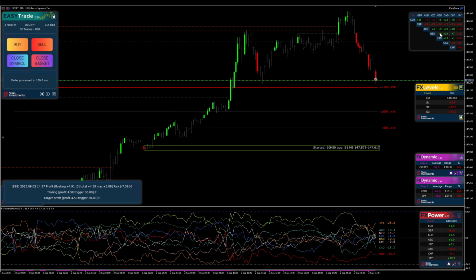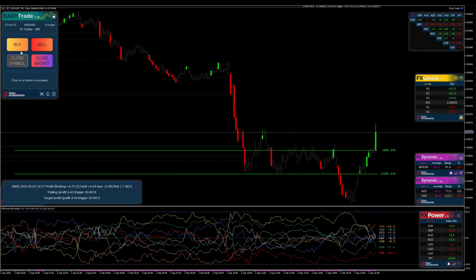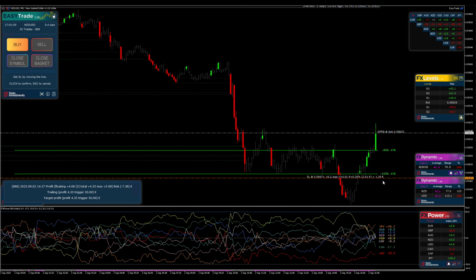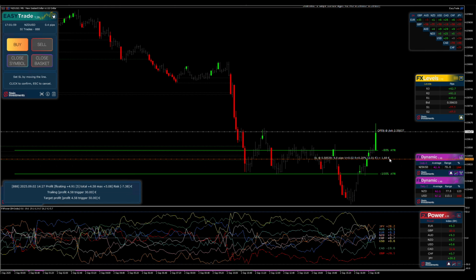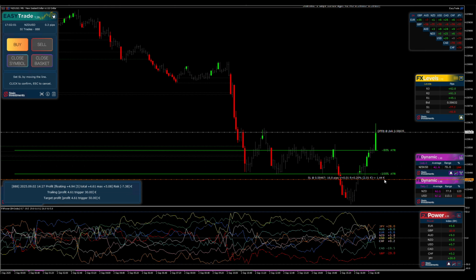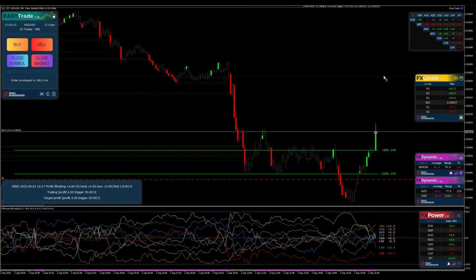Then we have New Zealand dollar against the US dollar. So okay, this is a bit too tight, so I have to go with this 0.01 lot size, the stop loss there and profit here. So still a fairly good risk and reward ratio here.